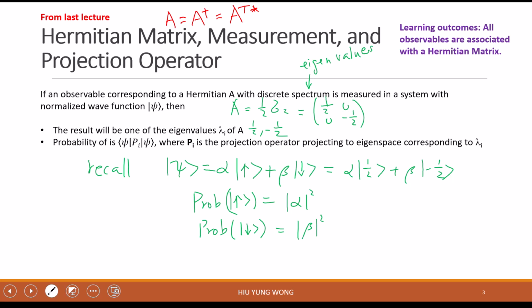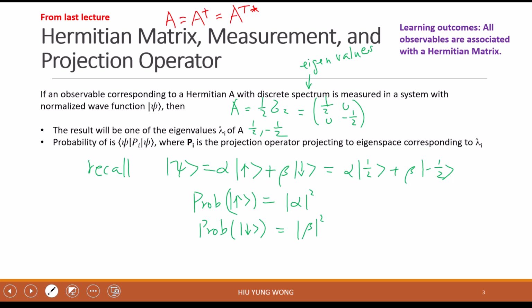Is this okay? Yeah. And then we try to review something. For example, I have this general state of 1 qubit, alpha spin up plus beta spin down. I can call it alpha half, beta negative half. It doesn't matter because it indicates that the eigenvalue is half for spin up, eigenvalue of spin down is negative half. Okay? What is the probability that I will measure spin up? It is alpha square. We remember that, right? The magnitude square. And the probability of spin down is beta square.